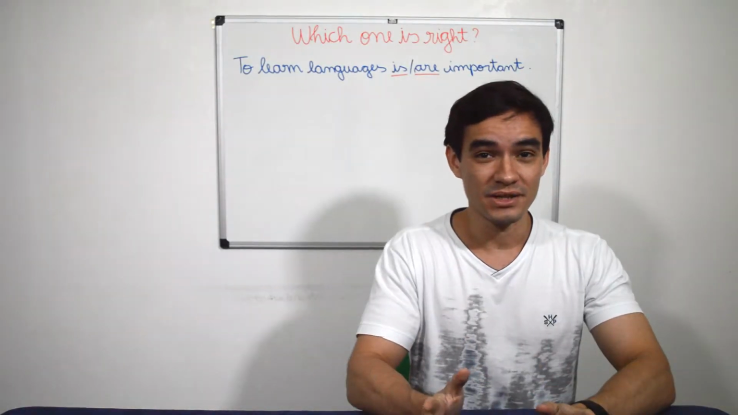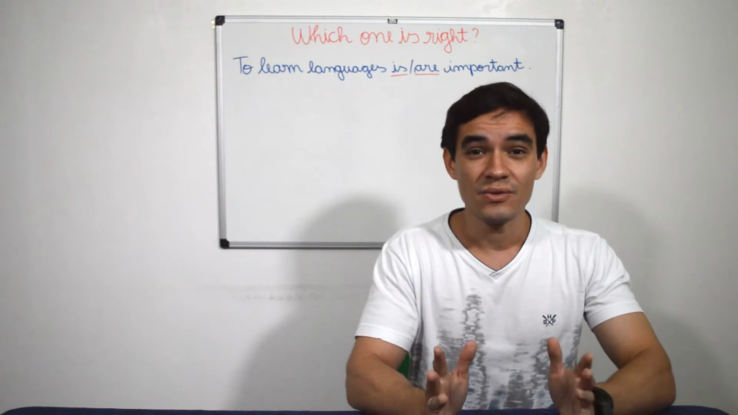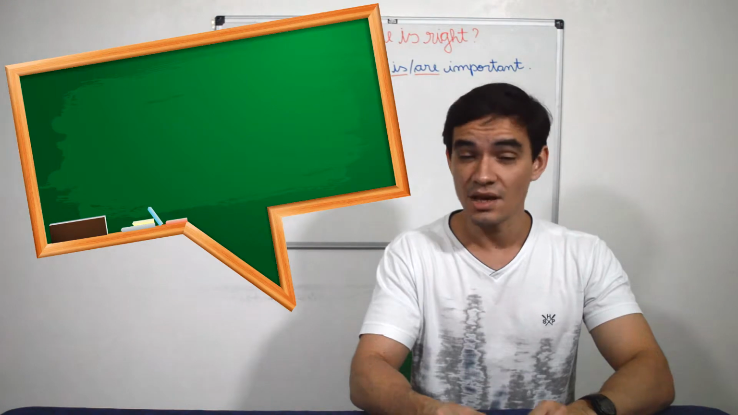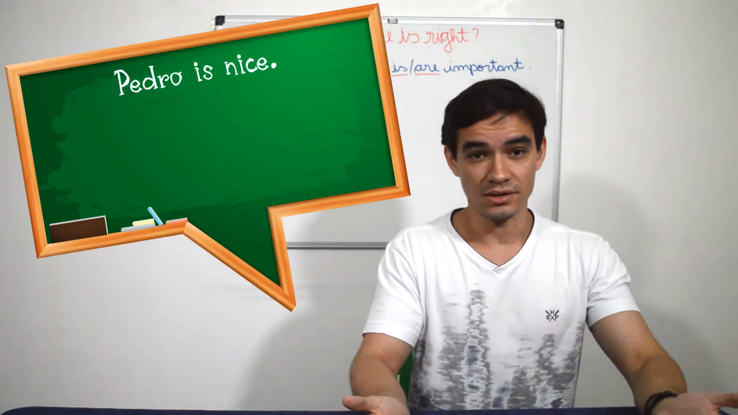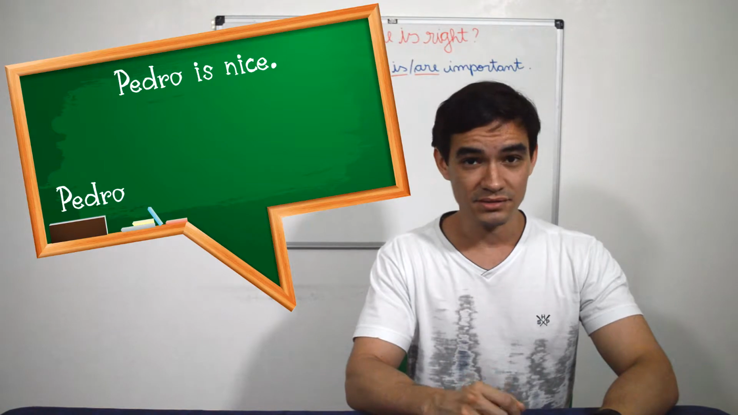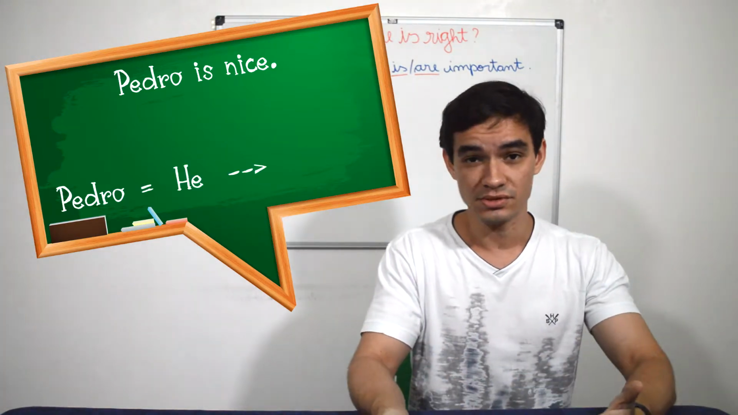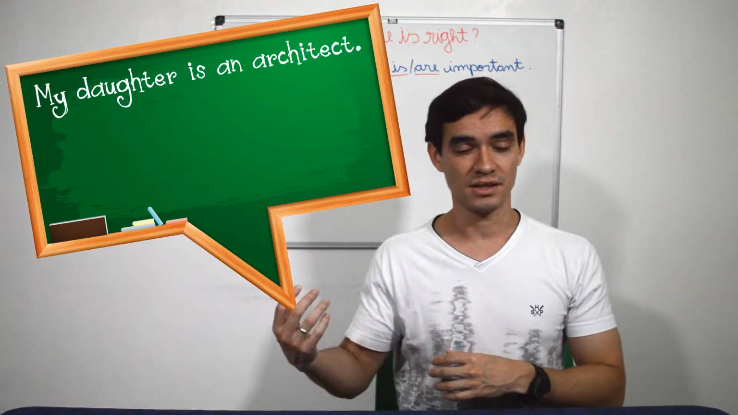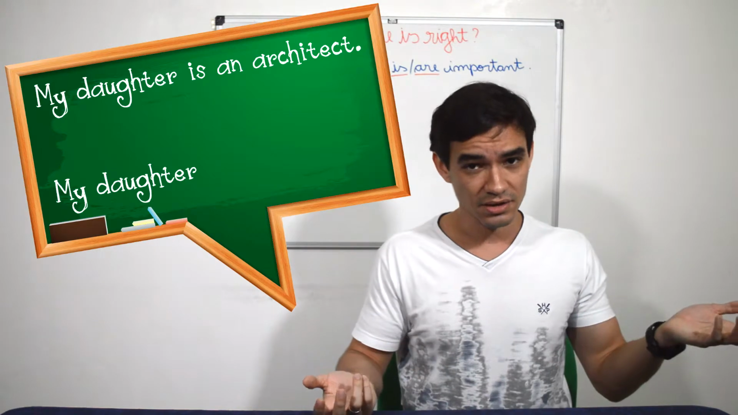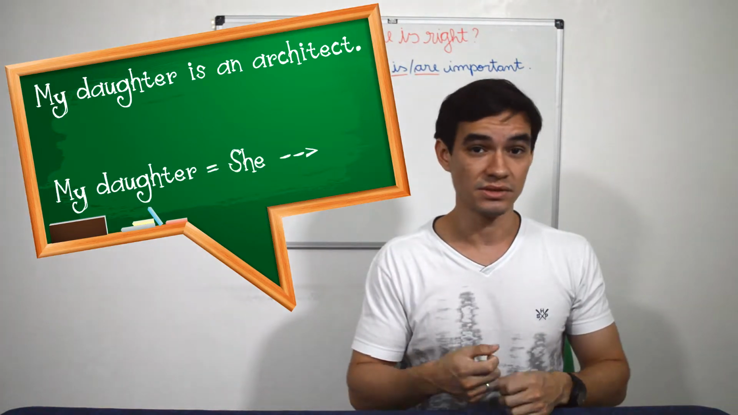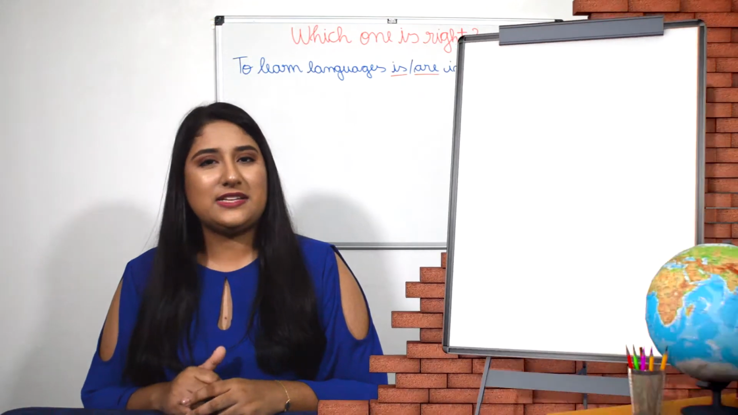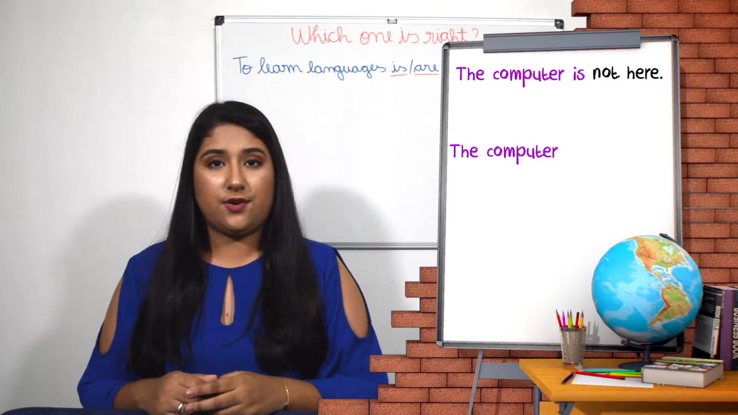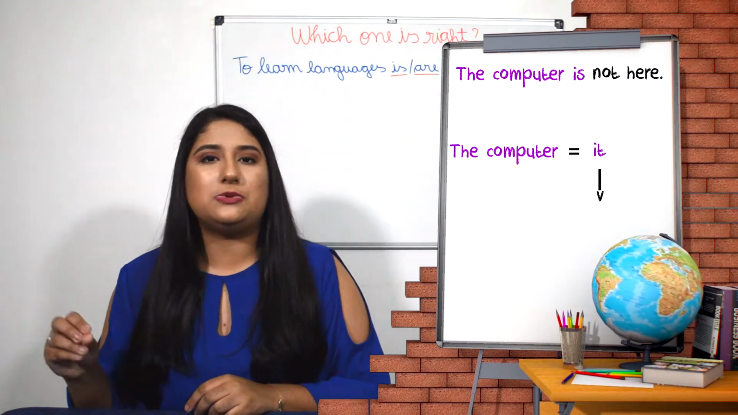We just want to remind you that just like with the other verbs, we don't necessarily need to say he, she, they, etc. For example, I can say Pedro is nice, since Pedro is he, so I must use is. Similarly, I can say my daughter is an architect because my daughter is she, so I must use is. Another example, I say the computer is not here because the computer is it, so we must use is.